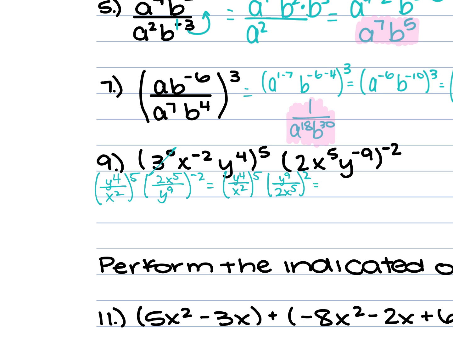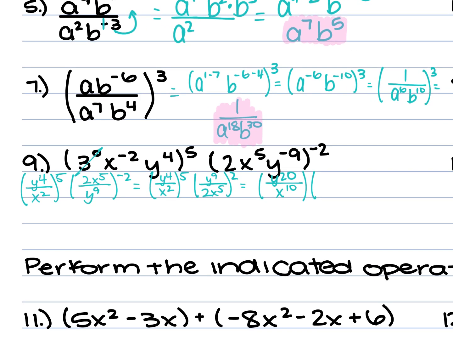Now apply your powers to both the numerator and the denominator of these fractions. The y to the fourth power raised to the fifth power gives us y to the 20th power. The x squared raised to the fifth power is x to the 10th power. The y to the ninth power raised to the second power is y to the 18th power. 2 to the second power is 4. And x to the fifth power to the second power is x to the 10th power.